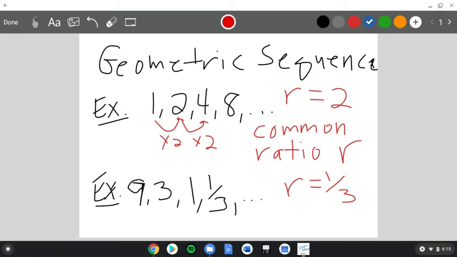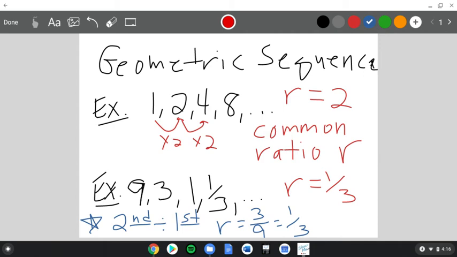And another way to think about it, if you can't just look at it and figure out what you're multiplying by every time, you can use the formula of the second term divided by the first term to get R. So in this case, R would be 3 divided by 9, which is 1/3. And you can check a couple more terms and make sure the third divided by the second would be 1/3. The fourth divided by the third would be 1/3. So it should be 1/3 every single time. So if you're not sure what the common ratio is, the second term divided by the first term will give it to you.